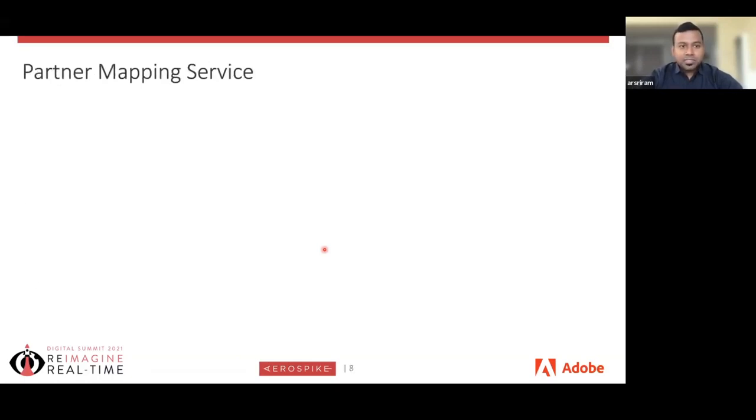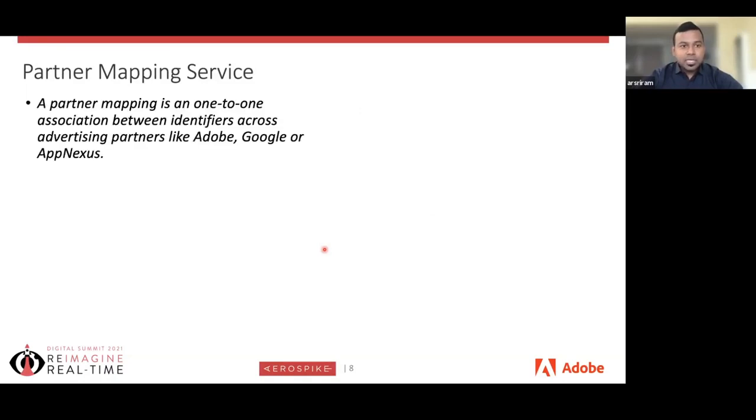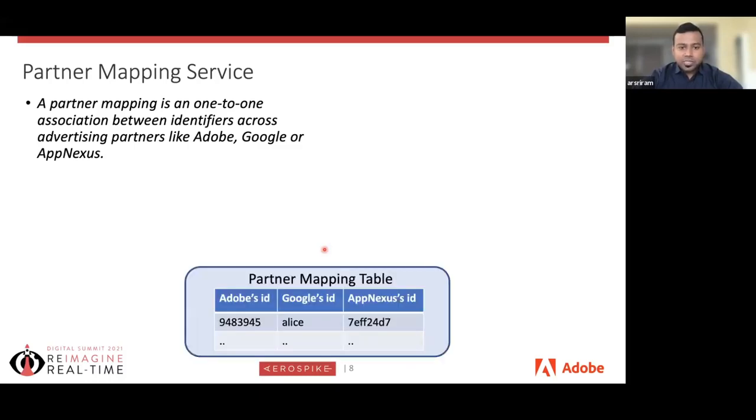The other service is similar in nature, but it serves a different purpose. It stores partner mappings. A partner mapping is a one-to-one association between identifiers across advertising partners like Adobe, Google, or AppNexus. So simply put, it's a table, and there is a column for each partner, and each row represents the various identifiers stored by those partners for the same device.